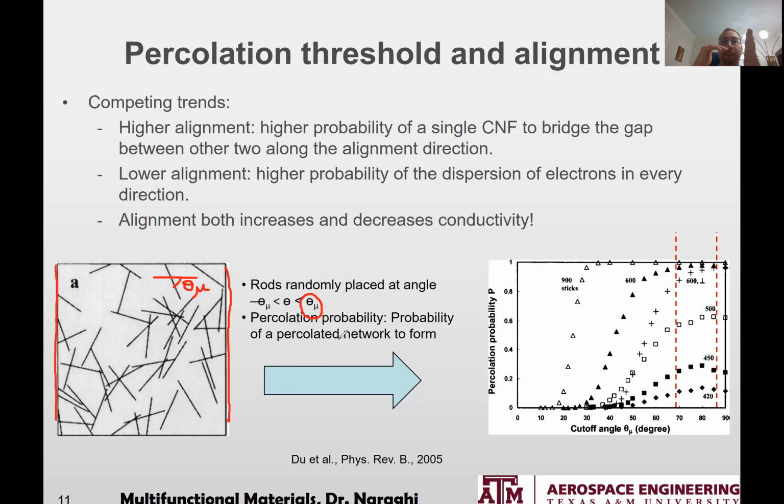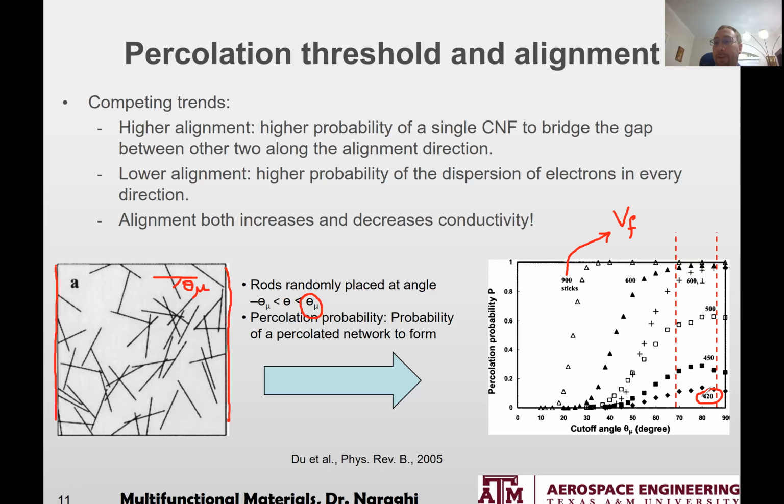So for instance, theta mu equal to 90 degrees is perfectly random, because any orientation is possible. 0 means all the fibers are in this direction. And they changed this number, 420, 450, 500, 600, 690, is the number of the sticks. So in some sense, you can think of it as volume fraction, because the more of them, the higher the volume fraction of these particles.